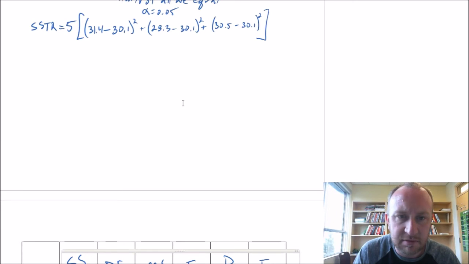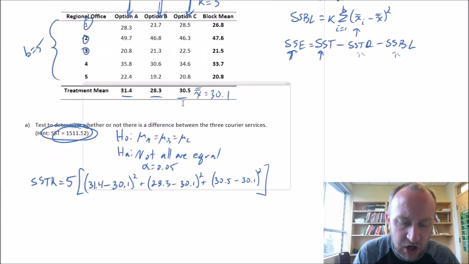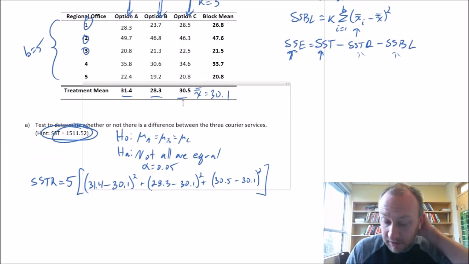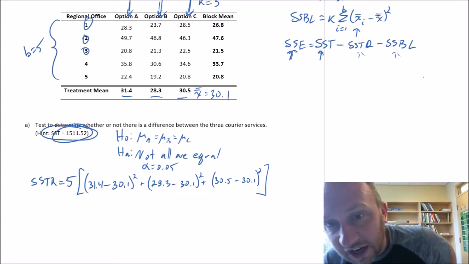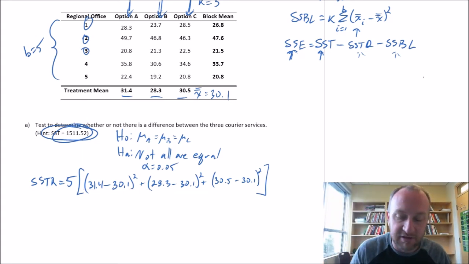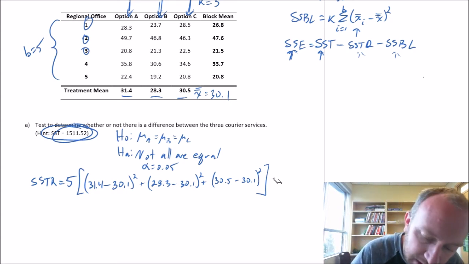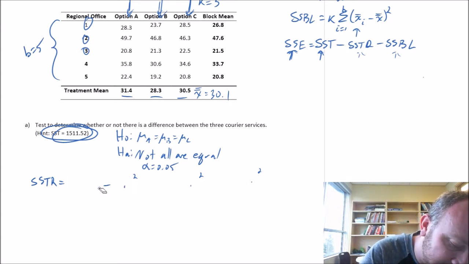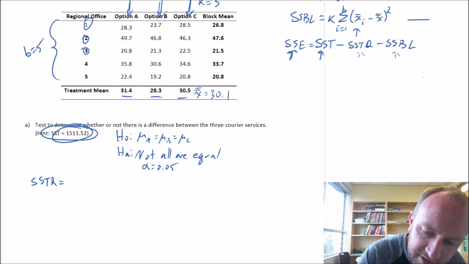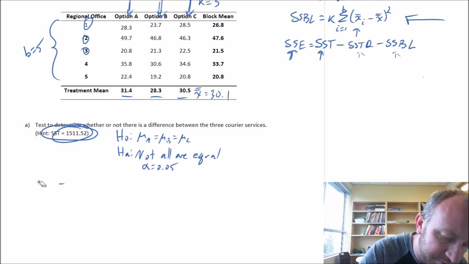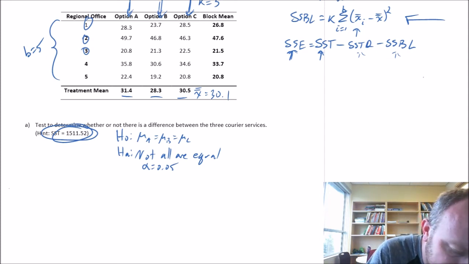Now we can do the blocks. Now this one's going to be a little bit longer of a calculation because instead of just 3 means, I have 5 block means. So instead of 3 squared differences, we're going to have 5 squared differences. So let me clean up some space here. We're going to be using this formula here. It might be a little bit crowded in this space.